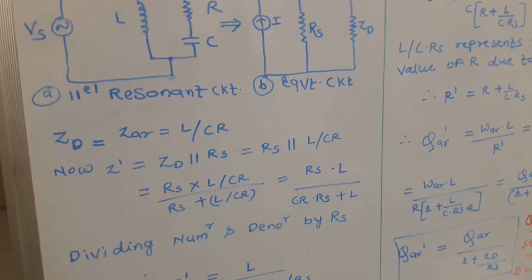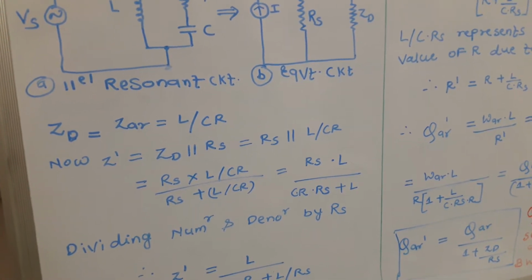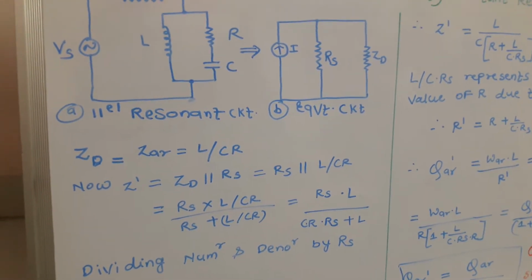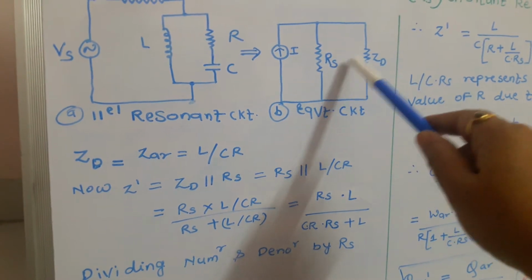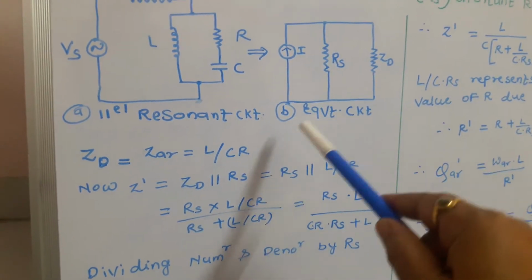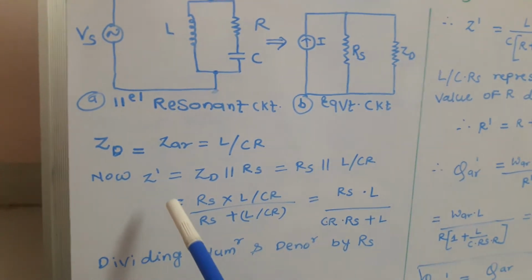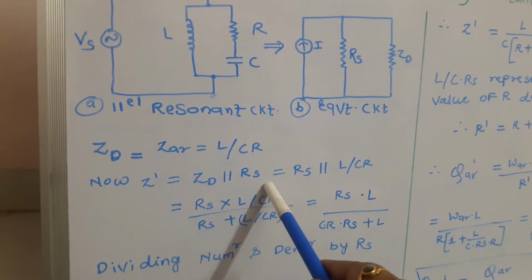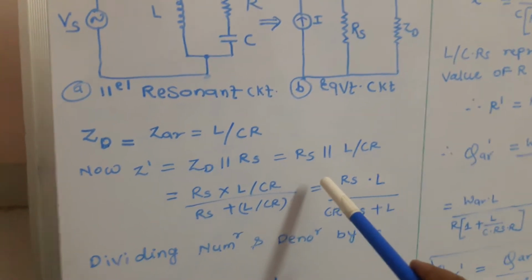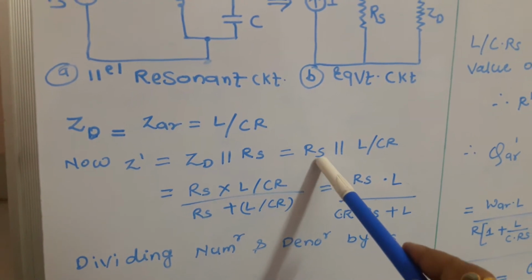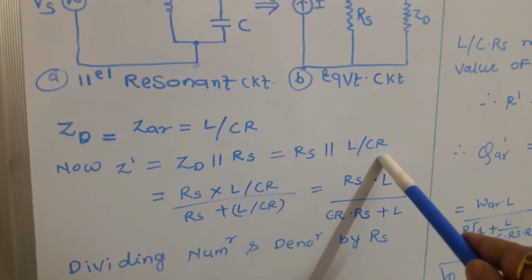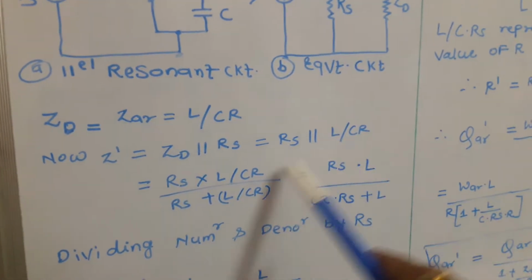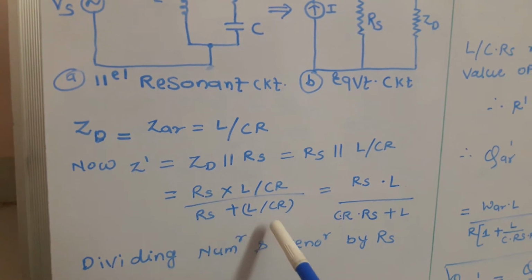Now due to Rs appearing in parallel with ZD as shown in the figure, we get a modified impedance due to source resistance. You can see in this figure, this source resistance is in parallel with this ZD. So the modified equivalent impedance of this circuit will be represented by Z dash. Z dash is equal to ZD in parallel with Rs. Now the equivalent impedance of Rs and ZD will be Rs in parallel with L by CR, that is Rs into L by CR divided by Rs plus L by CR.